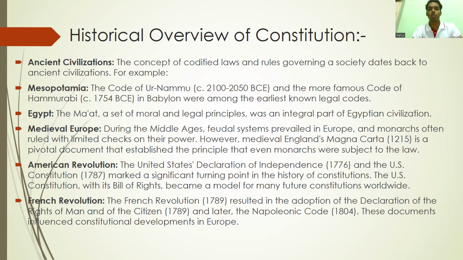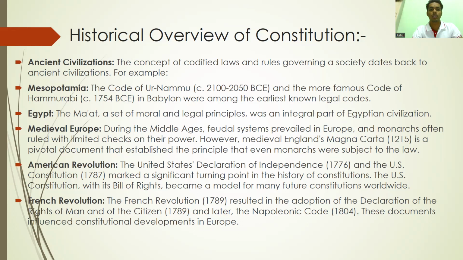Medieval Europe. During the Middle Ages, feudal systems prevailed in Europe, and monarchs often ruled with limited checks on their power. However, medieval England's Magna Carta, 1215, is a pivotal document that established the principle that even monarchs were subject to the law. American Revolution: the United States Declaration of Independence in 1776, and the US Constitution in the year 1787 marked a significant turning point in the history of constitutions. The US Constitution, with its Bill of Rights, became a model for many future constitutions worldwide.